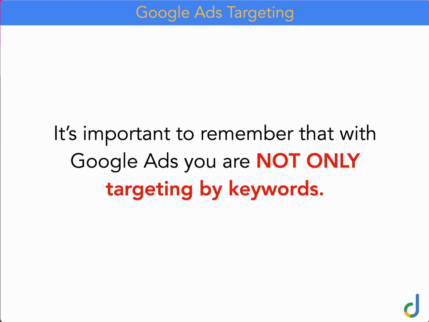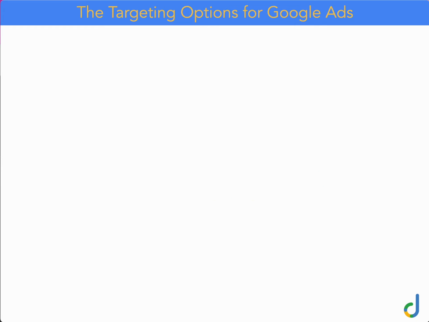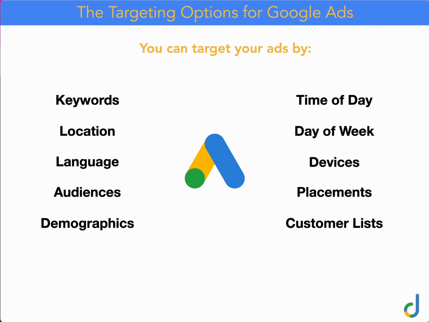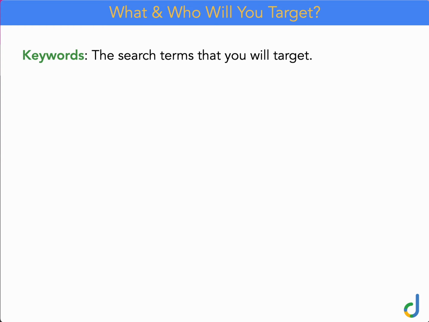So it's important to remember that with Google Ads you are not only targeting by keywords. Now, this is something that we spoke about in the first module, but I do want to reinforce it again. When you're targeting your Google Ads, it's not only by keywords, because you can also do it by location, language, audiences, demographics, time of day, day of week, so when your ads are being shown, different devices, placements, and also your own created customer lists. But let's go through and break this down further.